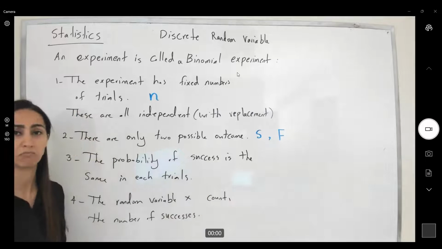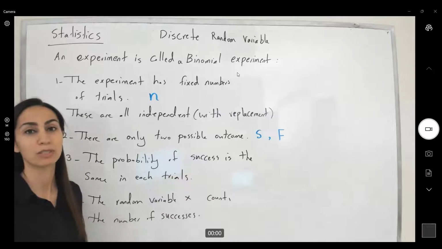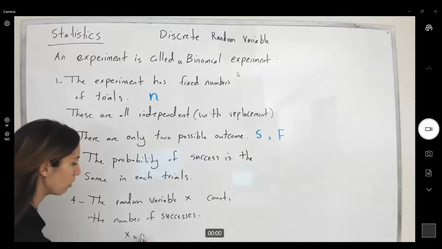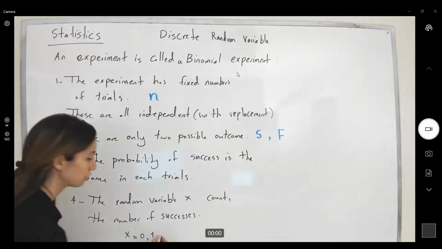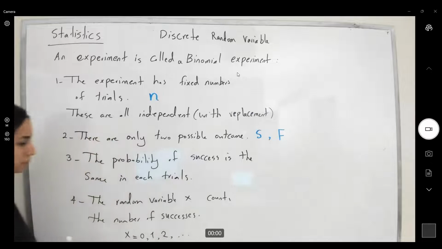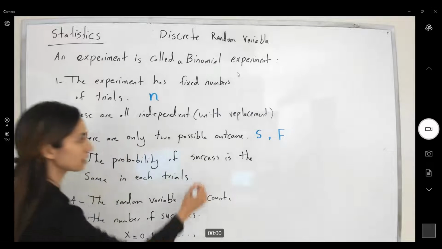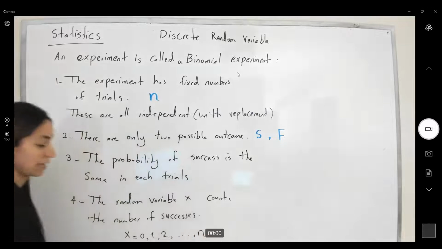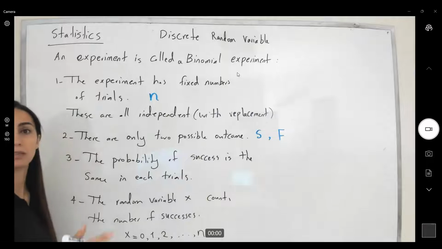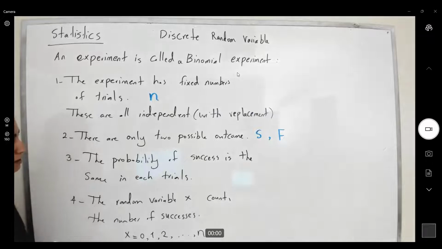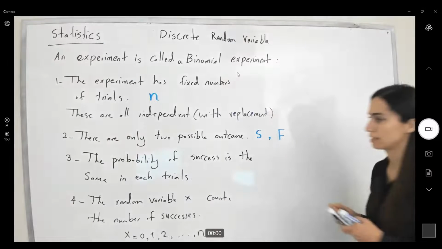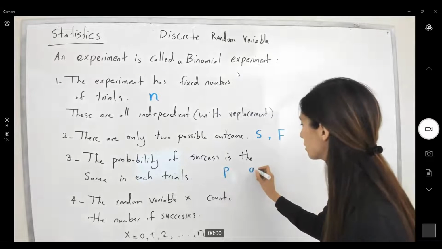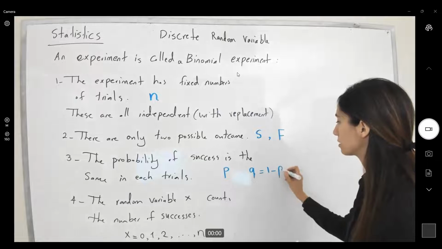Remember that we said x can be equal to 0, which means that we don't have any success. It can be equal to 1, just one success, or 2, two successes, and so on. It stops at n, because we have a fixed number of tries, which is n. So the last value x can take is n, meaning all of those are successes. The probability of success is denoted by p, and the probability of failure is q, which is 1 minus p.